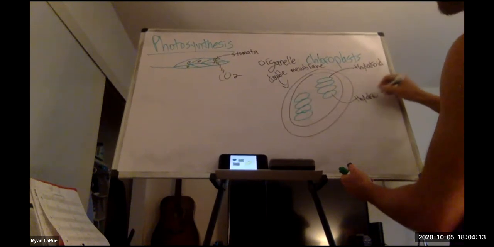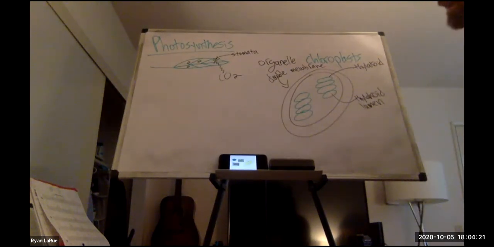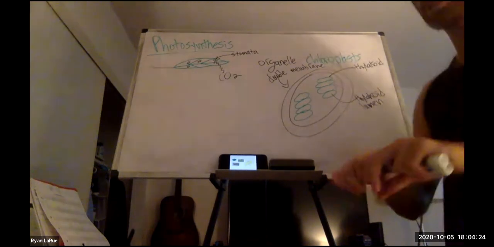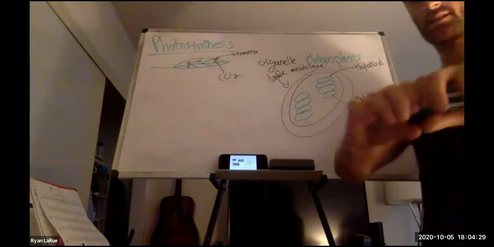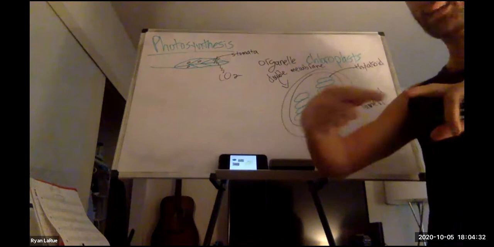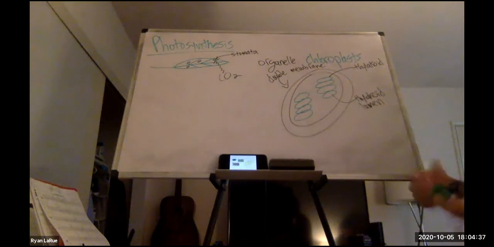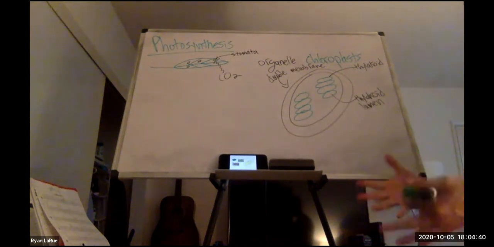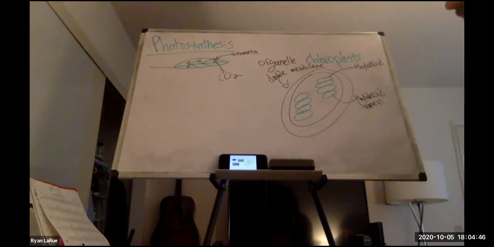Lumen is a common word to define the inside of a tube structure. So the intestinal lumen is the inside of our intestines, which are like long tubes. The inside of it is called the lumen, the intestinal lumen. So the inside of a thylakoid membrane or a thylakoid disc, whatever you want to call it, is the thylakoid lumen. This is going to be important in photosynthesis, don't worry. I'm not just telling you this for no reason.